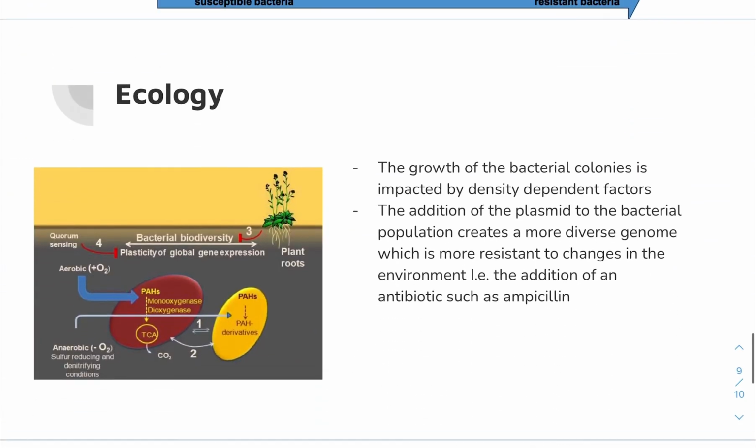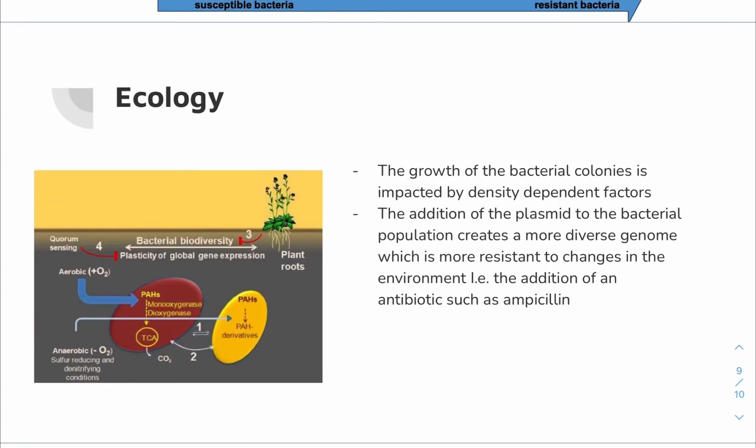Now, for our final unit of AP Biology, Unit 8, Ecology. To start, the growth of bacterial colonies is impacted by density-dependent factors. Density-dependent factors are a part of a microecology between bacteria. So this essentially means that as bacterial colonies become more dense, they're going to reproduce at a slower rate, essentially.